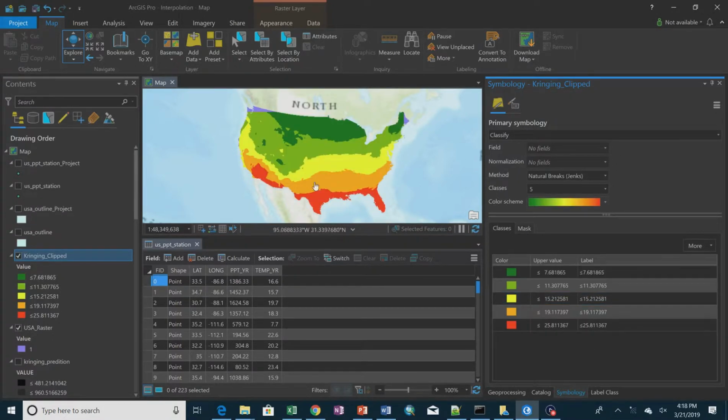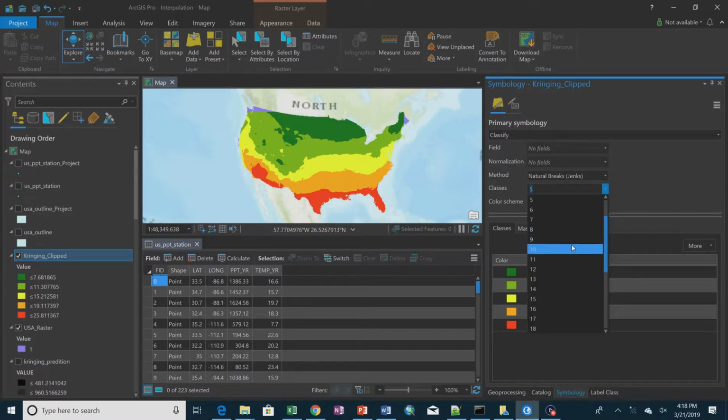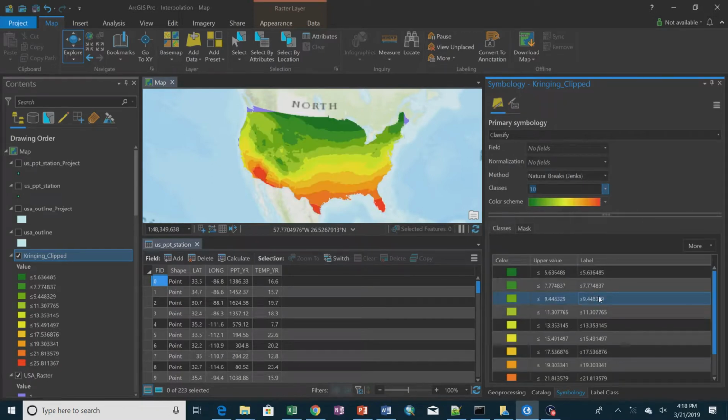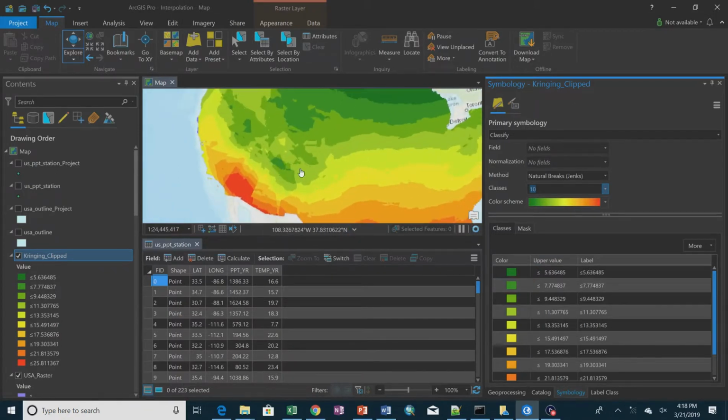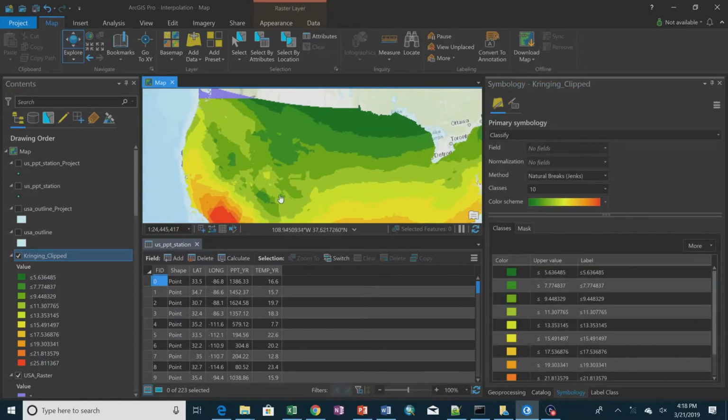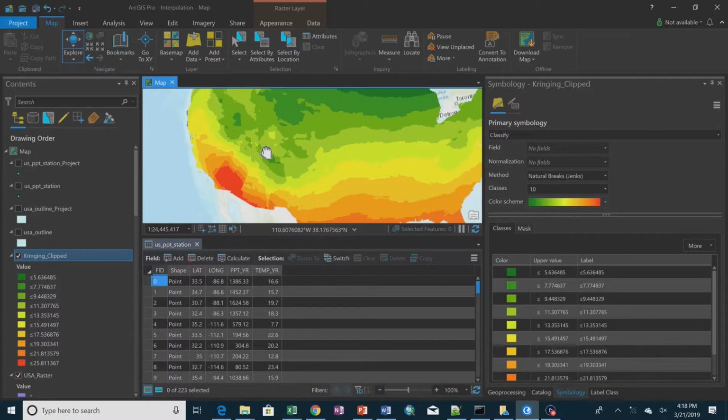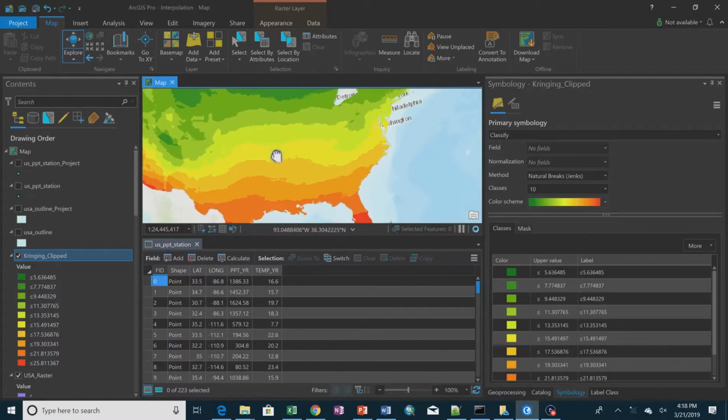So that's Kriging. Let's do a few more classes. 10 classes. So that's Kriging clipped to the right area. You can see that it doesn't have as many of those weird artifacts. Now there's still some issues here, but a lot of this has to do with the fact that there's mountains, and so we get some different predictions here than we do in other areas. Same with here. This is the middle of a desert. All right, so that's Kriging.